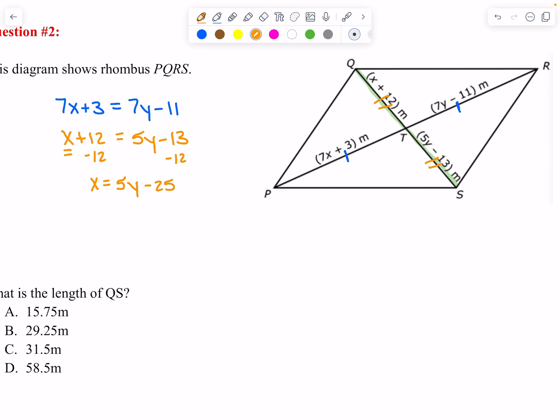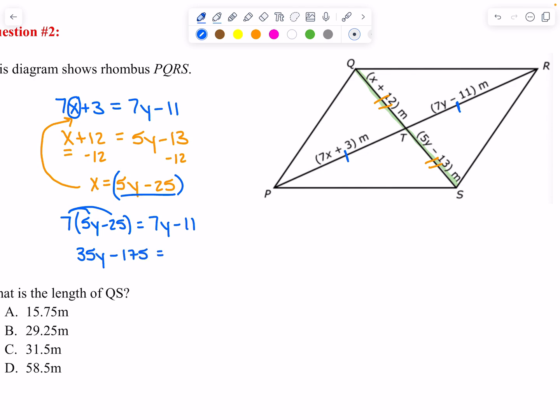And then I can take that value for x, and I can plug it into the first equation to help me get everything in terms of y. Because I'll have 7 now times 5y minus 25, because we know that's equal to x in this problem. Then that's still going to equal 7y minus 11. So I substituted what we got for x in that first equation. So then I need to solve for y. So I'm going to distribute the 7, and I get 35y minus 175 equals 7y minus 11.